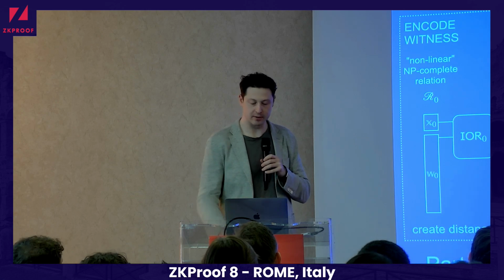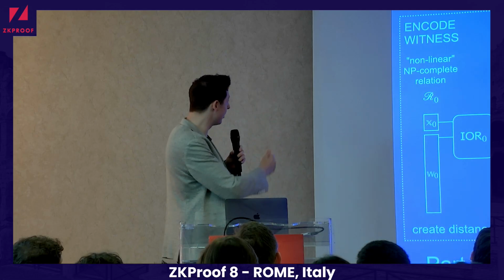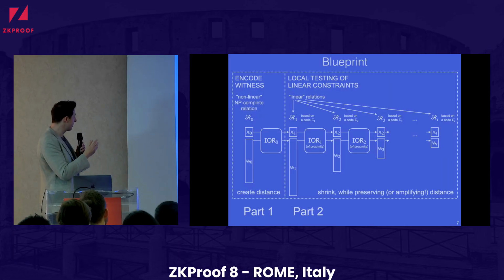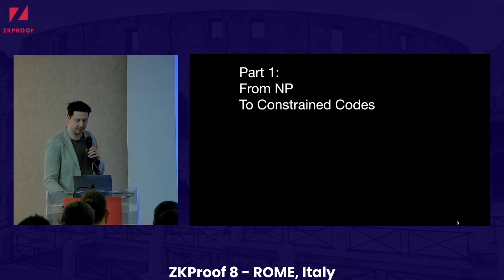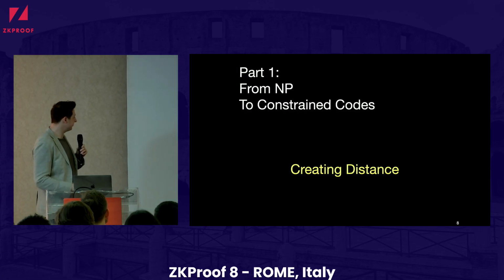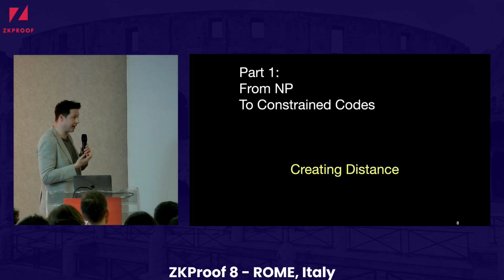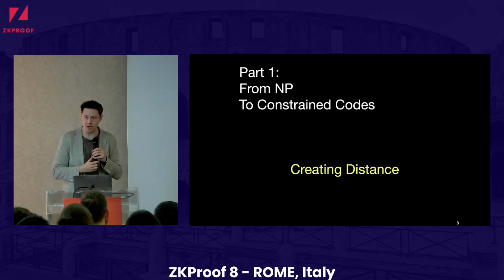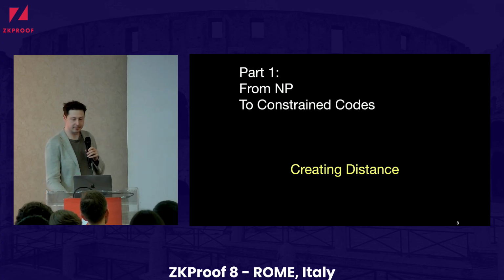Good, all right. So we're gonna start with part 1. We'll see a kind of transformation from an NP-complete problem to an encoded problem, okay, with linear constraints, okay? And the main idea of this, we often call this a preamble of the protocol, right? It's just getting to the point where you can start really doing probabilistic checking. We want to create distance.